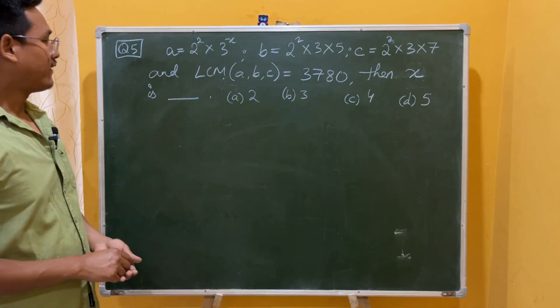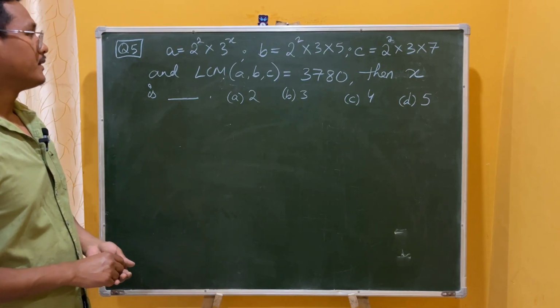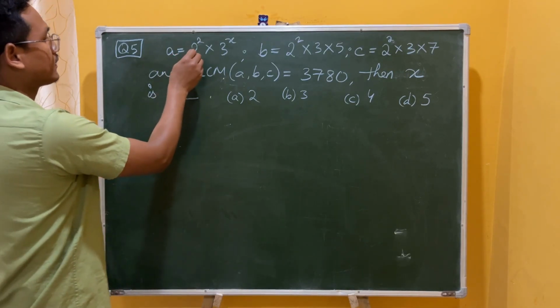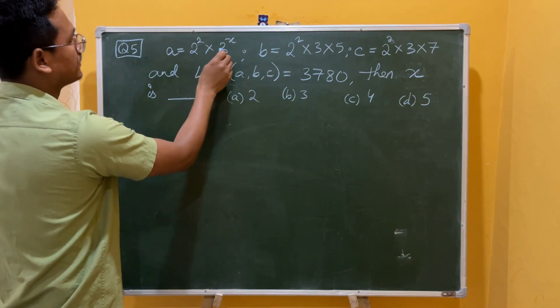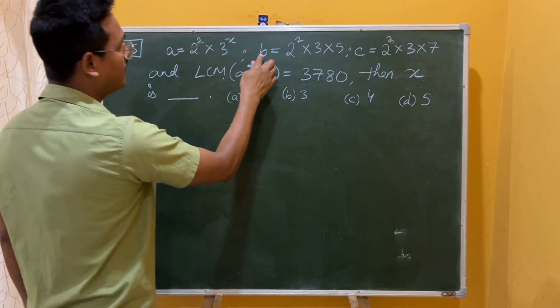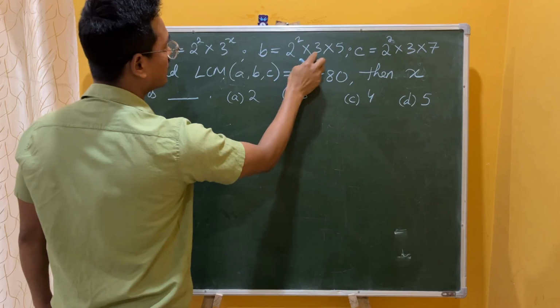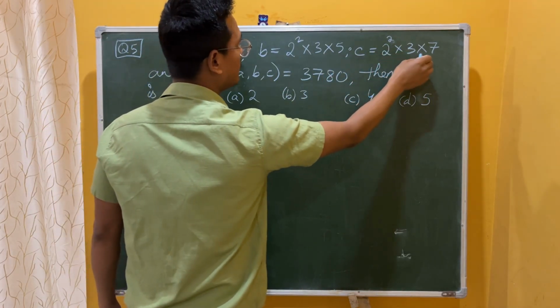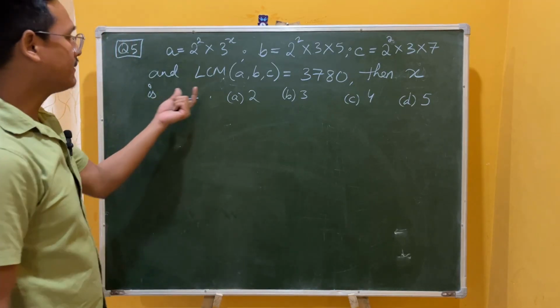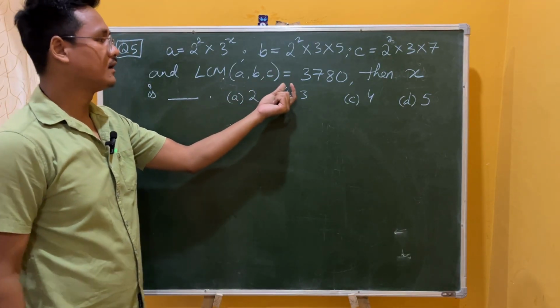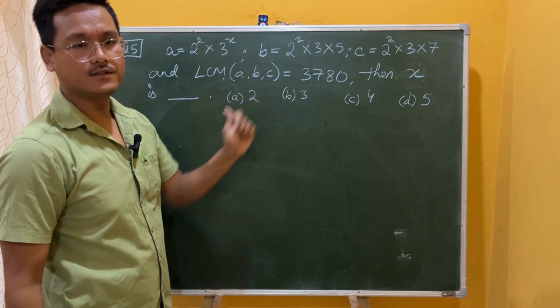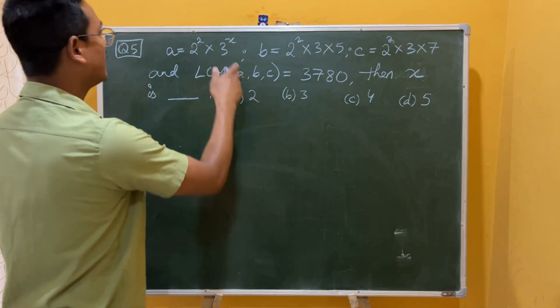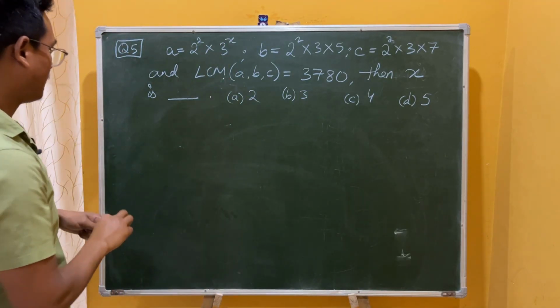Okay, now question number 5 is from LCM. It says that A is a product of 2 square into 3 to the power x, B is equal to 2 square into 3 into 5, and C equals 2 square into 3 into 7. And the LCM of A, B, and C is 3780. Then what is the value of x? All right.